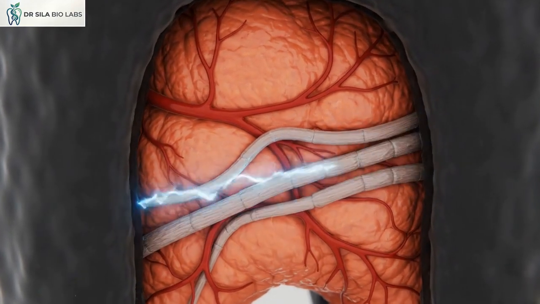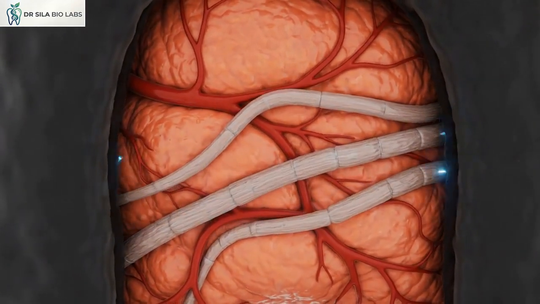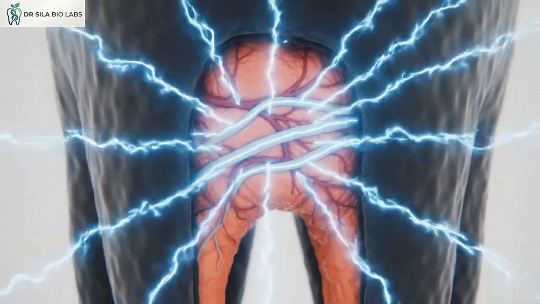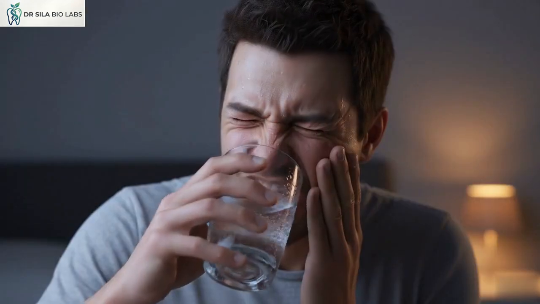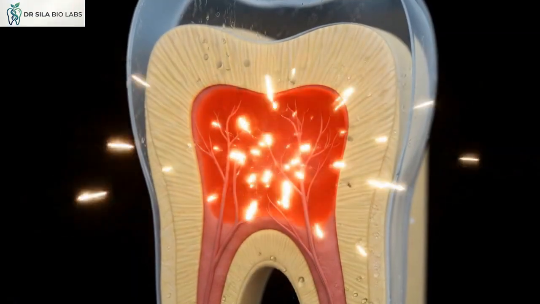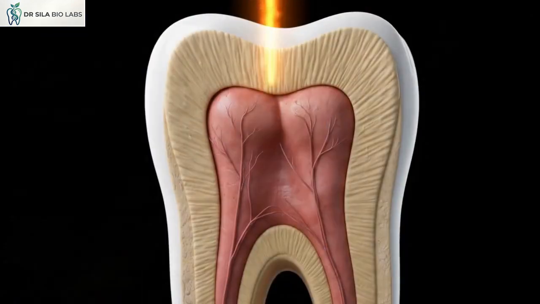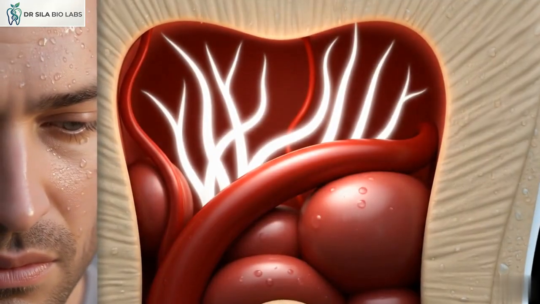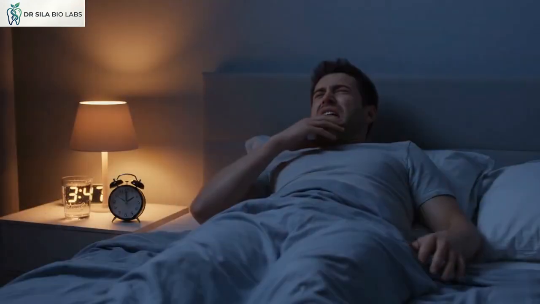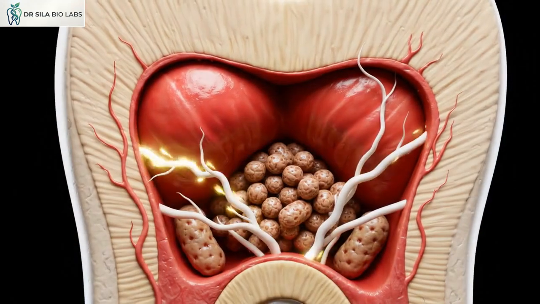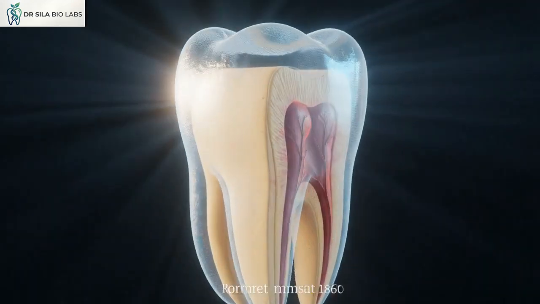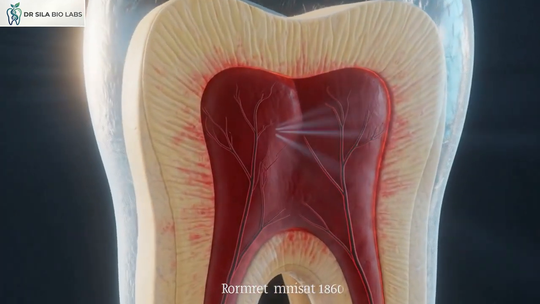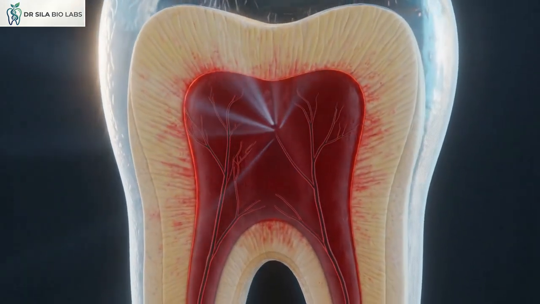However, the pulp is trapped within the hard walls of the tooth and has very little room to expand. As swelling increases, this often causes severe pain, especially in response to hot or cold foods and drinks. In many cases, the pain may become spontaneous and intense, often worsening at night. This condition is known as irreversible pulpitis, and without treatment, the pulp tissue may eventually die.